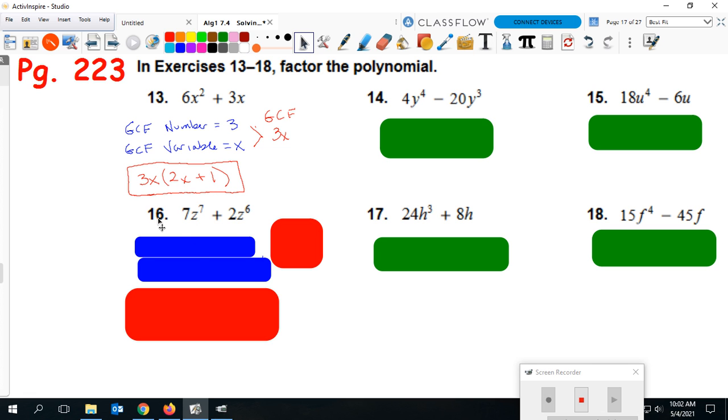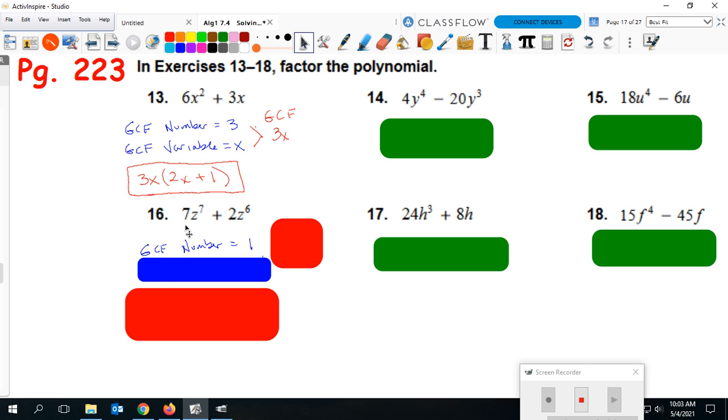All right, coming to 16. As far as the GCF number, there is no number really. 7 and 2, there's nothing you can pull out. So your GCF number is just going to be 1. So if there really isn't anything, obviously 2 doesn't go into 7, so you can't pull out a 2. There's nothing that can go into both 2 and 7 except the number 1. And so we're left with just a 1 for the GCF number.